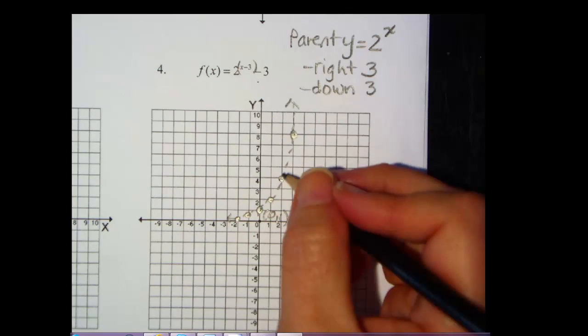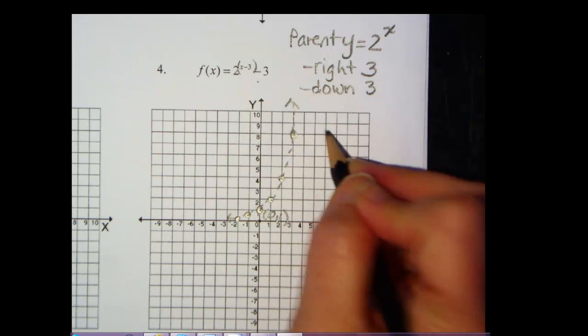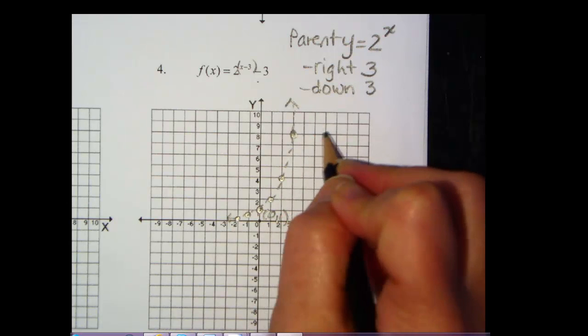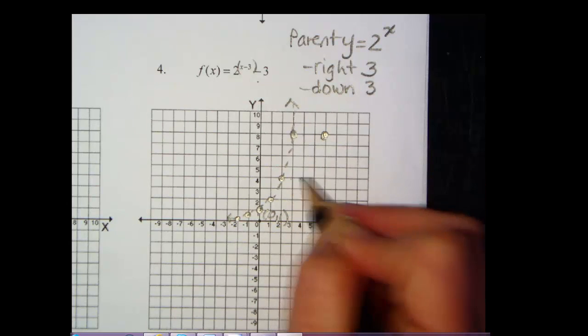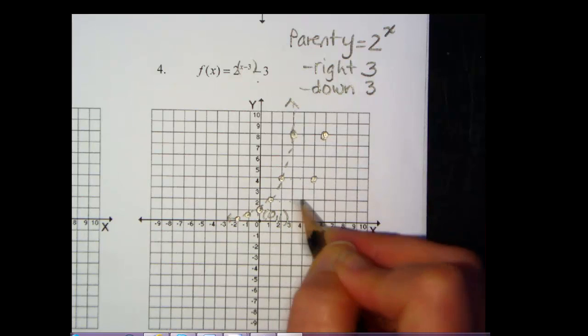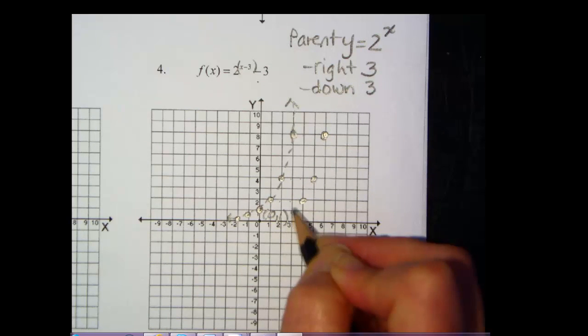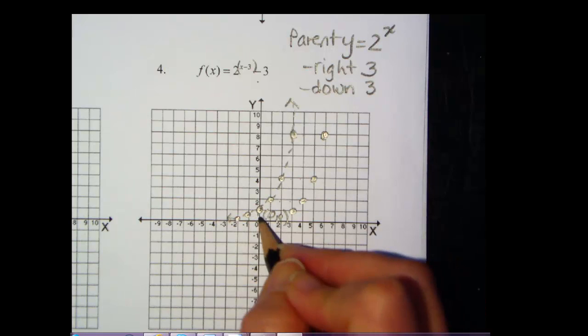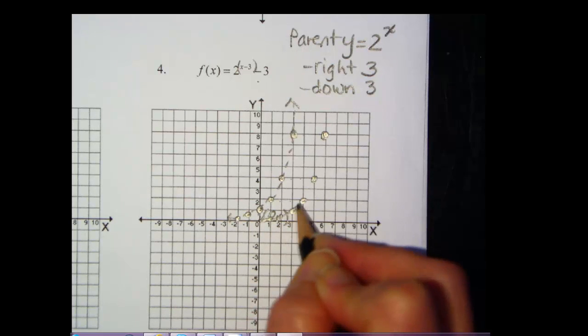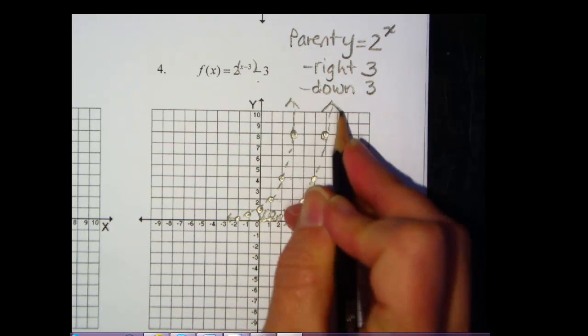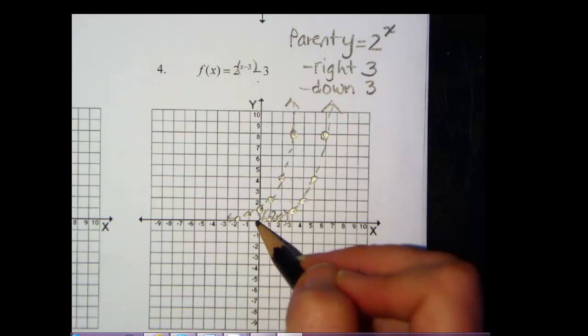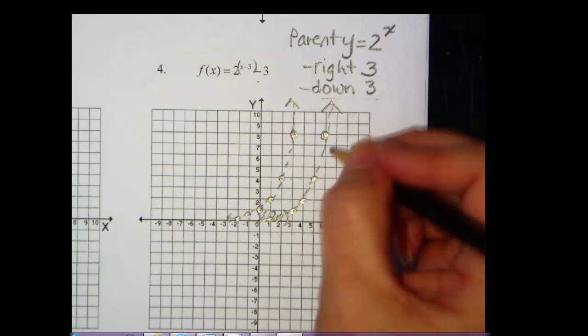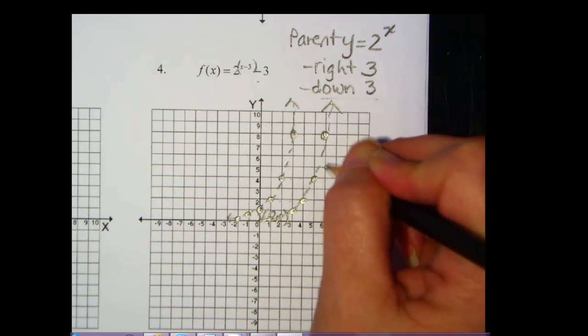Now, we're going to move that graph right 3 units. 1, 2, 3. And then we're going to take the most current graph and move it down 3 units for our final child.